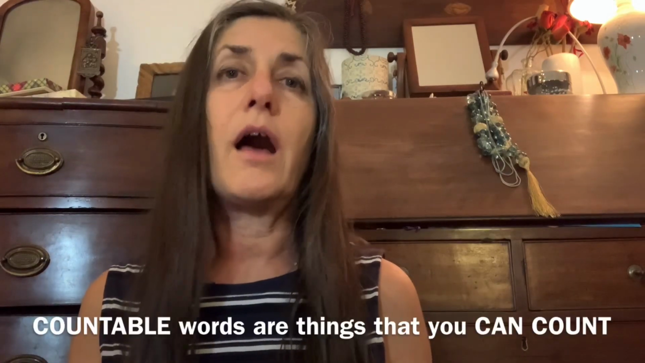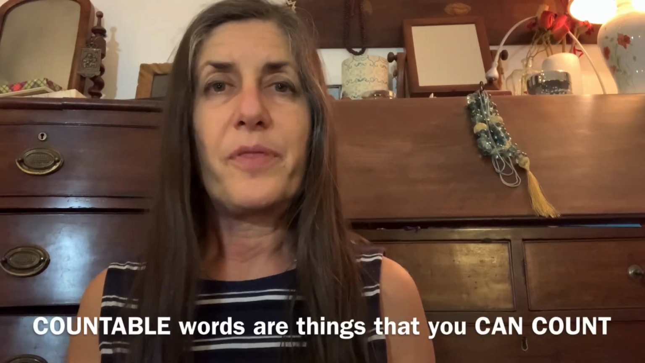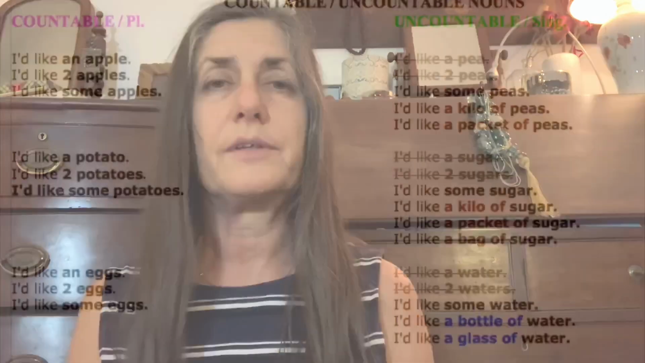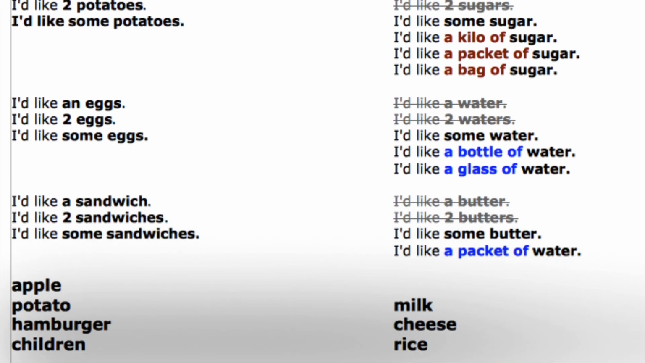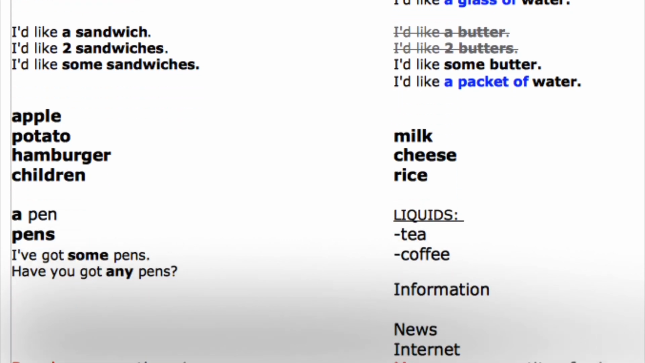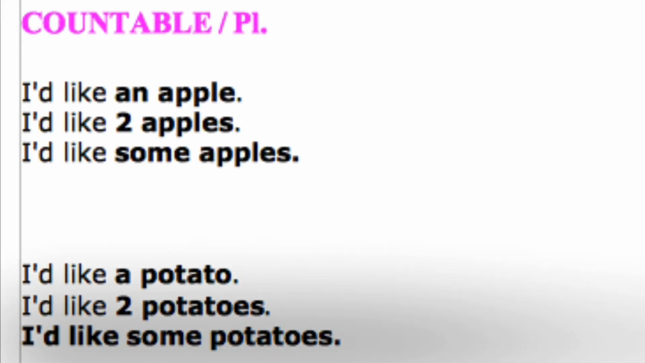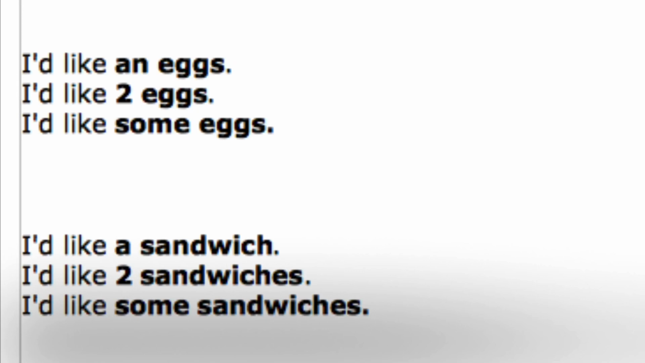Countable words are, as the name says, things that you can count. Let's go through this list I've compiled to make the differences clearer. With countable words, you can say, I'd like an apple, I'd like 2 apples, I'd like some apples, I'd like a potato, I'd like 2 potatoes, I'd like some potatoes. I'd like an egg, I'd like 2 eggs, I'd like some eggs. I'd like a sandwich, I'd like 2 sandwiches, I'd like some sandwiches.